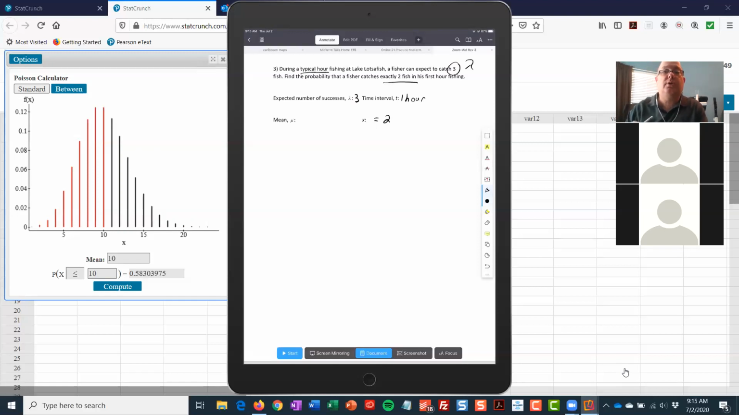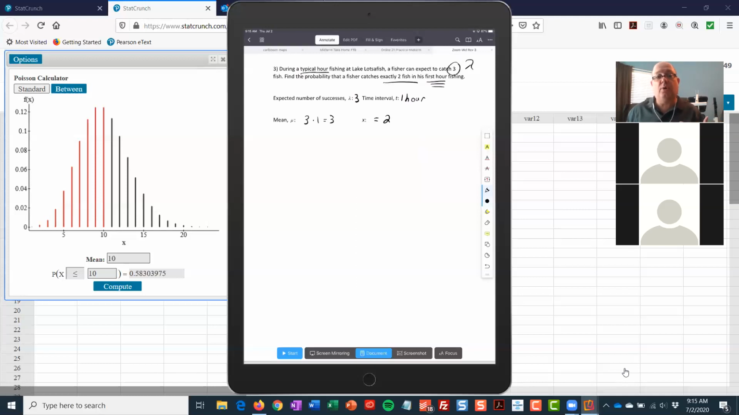Now we have to make sure that the question is asking about the same time interval. And here it says, find the probability that a fisher catches exactly 2 fish in his first hour. So the time interval in the problem is also 1 hour. So we multiply 3 by 1, or don't change it at all. The mean we're going to use in the problem is 3.